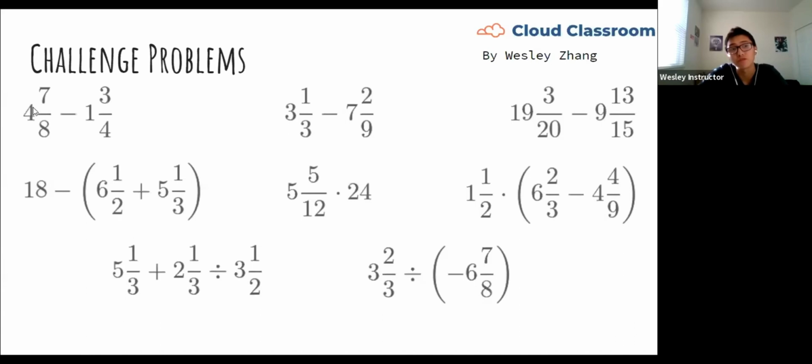The first one. So 4 and 7/8 minus 1 and 3/4. Let's subtract the fractions first and then the whole numbers. So 7/8 minus 3/4. We convert 3/4 into 6/8, so we get a common denominator of 8. So 7/8 minus 6/8 equals 1/8. And 4 minus 1 is 3. So the answer is 3 1/8.